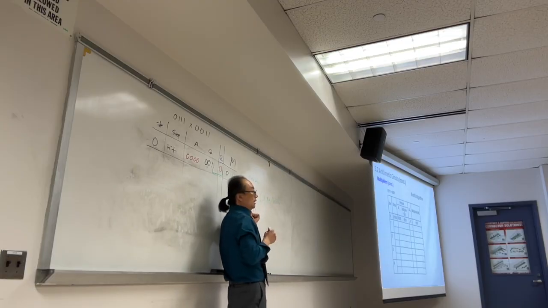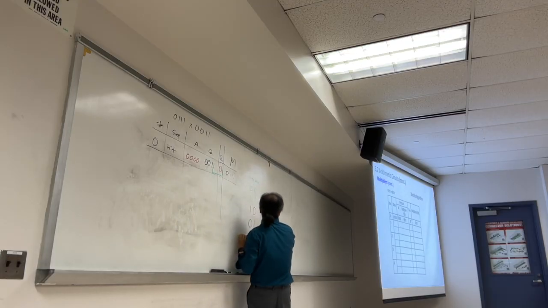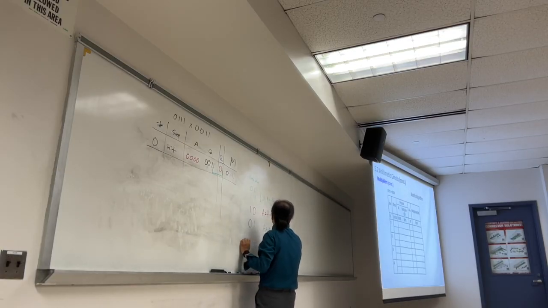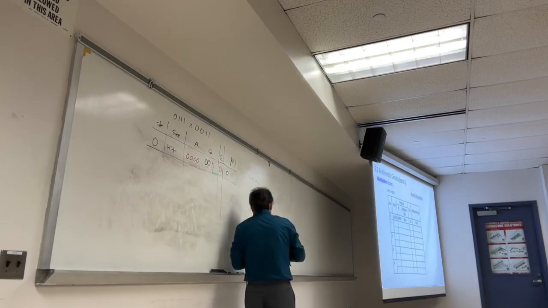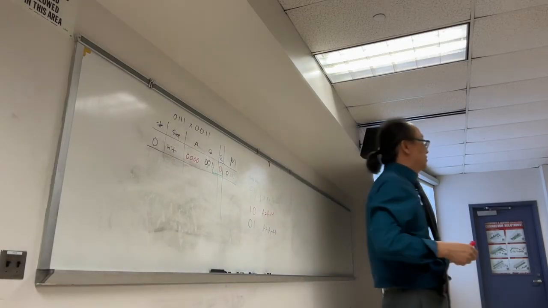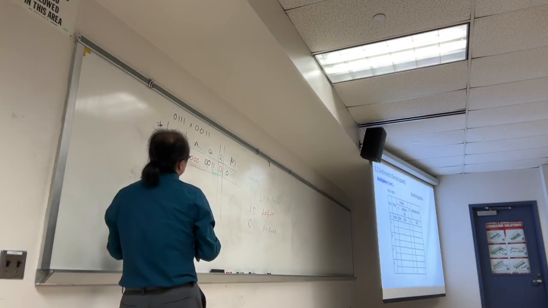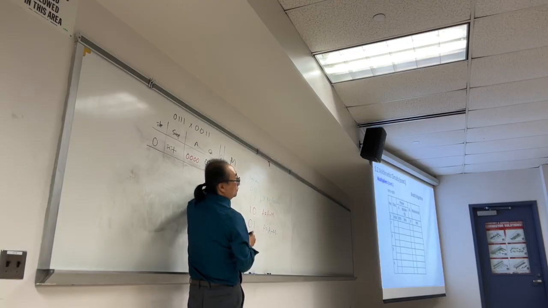1, 0, the leading number is 1, so it is negative. In this case, new A is going to be A minus M. And if it's 0, 1, new A is going to be A plus M. That's how I remember it. If it starts with 1, it's negative, so we need to subtract. If it starts with 0, it's positive, so we need to add. So it is 1, 0.